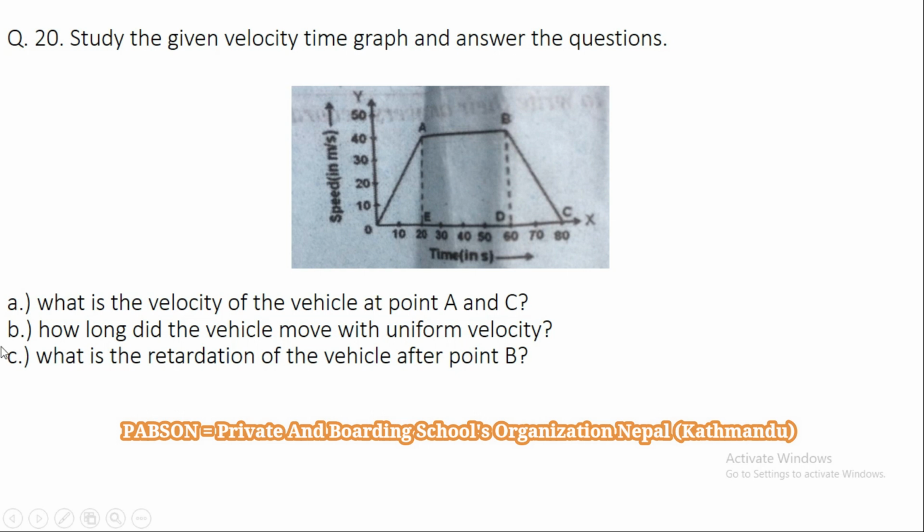Question B, how long did the vehicle move with uniform velocity? And number C, what is the retardation of the vehicle after point B? This means while traveling from B to C, we have to calculate the retardation of the vehicle.